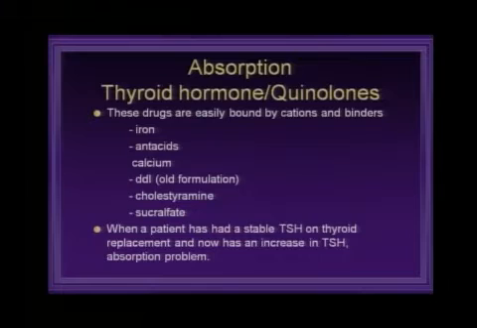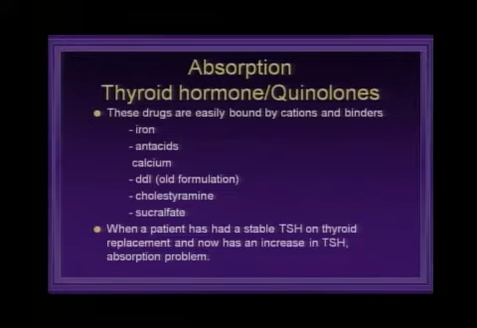So a couple of words to start off on absorption issues. There are 2 things that we prescribe a lot that absorption can really be affected by how you give it, and those are thyroid hormone and quinolones. So if you give thyroid hormone or quinolones with iron, calcium, magnesium-containing antacids, or binders like cholestyramine or sucralfate, these things will not get absorbed by the body. And you'll see it in a patient with hypothyroidism on thyroid replacement whose TSH goes up.